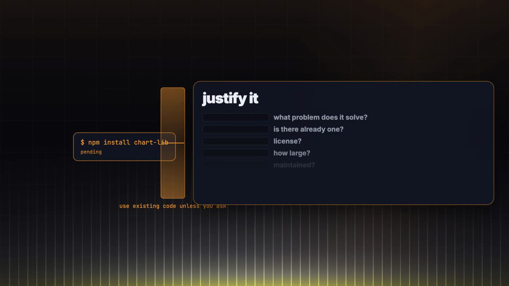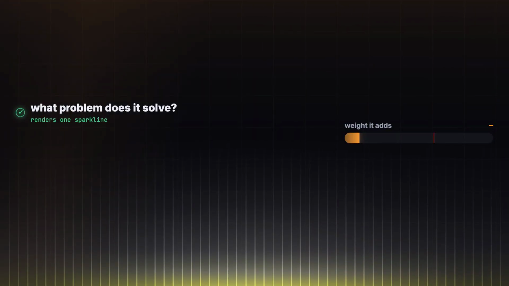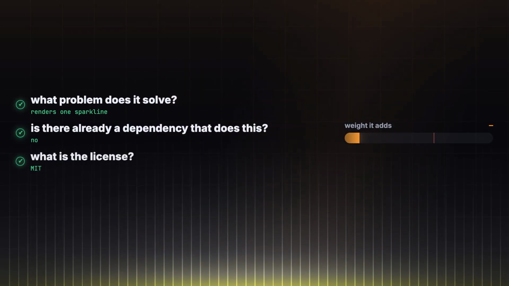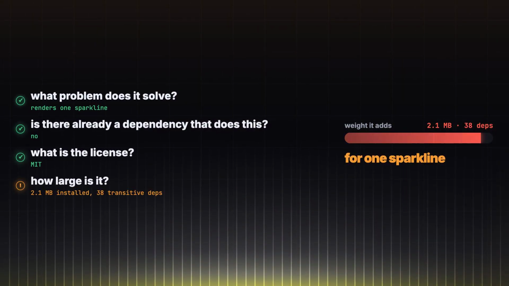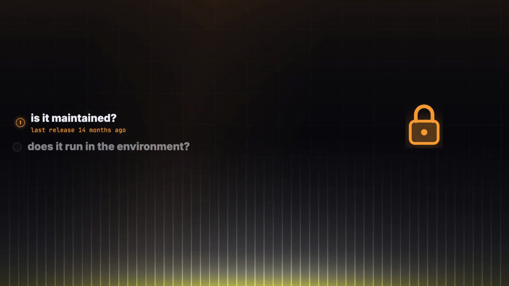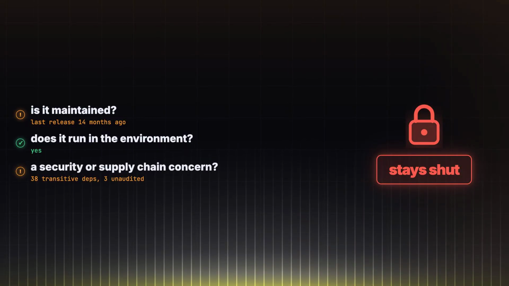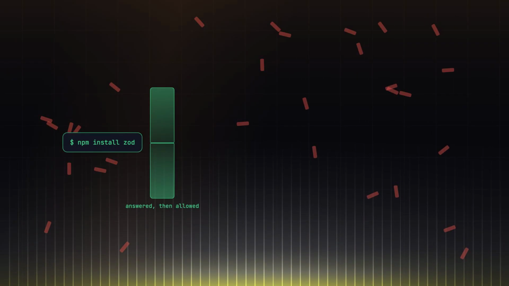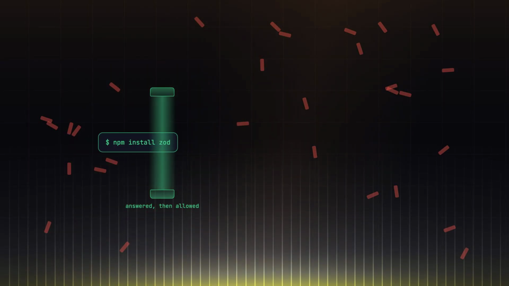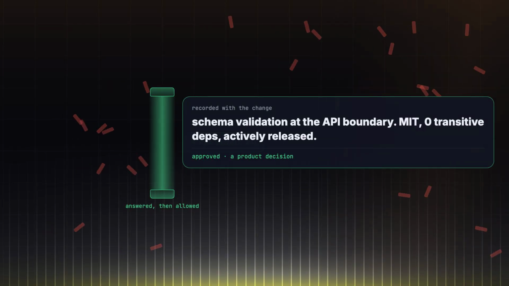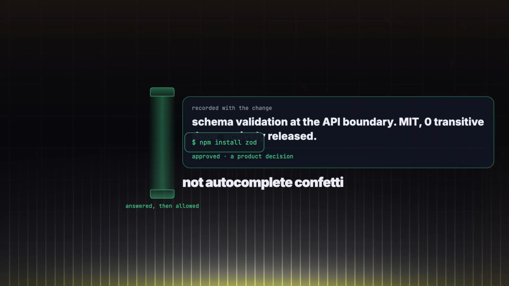A no new dependency setup says the agent must use existing code unless it asks first. If it wants a package, it has to justify it. What problem does it solve? Is there already a dependency that does this? What is the license? How large is it? Is it maintained? Does it run in the environment? Does it create a security or supply chain concern? This does not mean never add dependencies. That would be silly. It means dependencies are product decisions, not autocomplete confetti. The agent should treat them as expensive until proven otherwise.